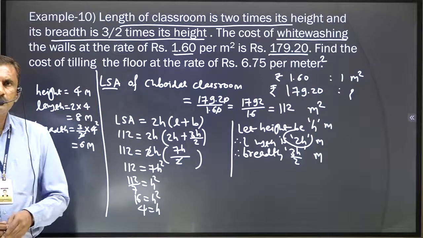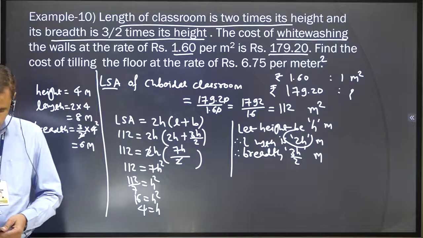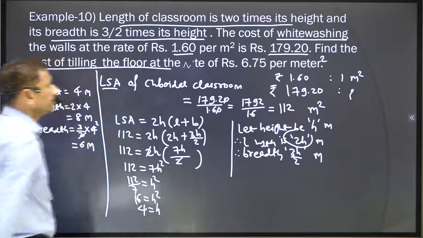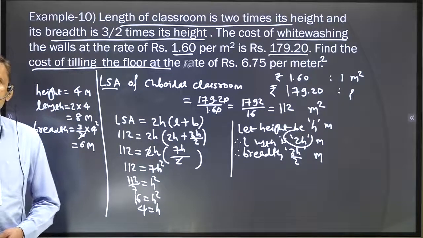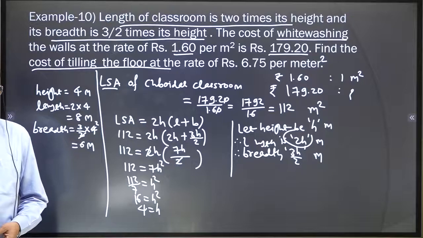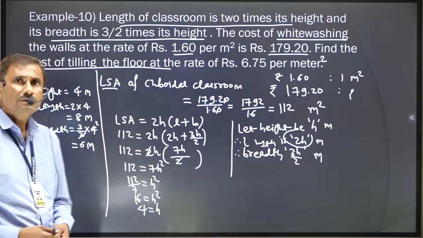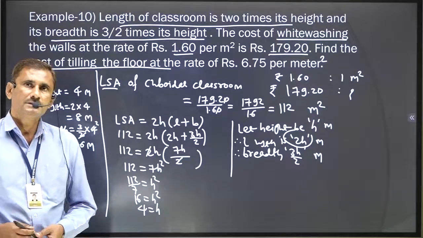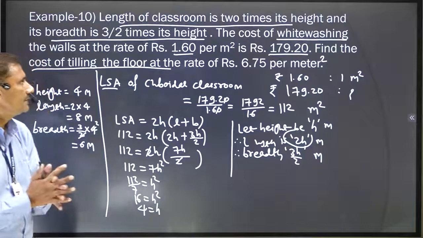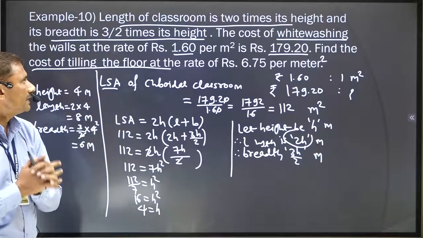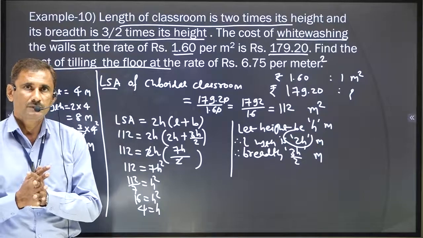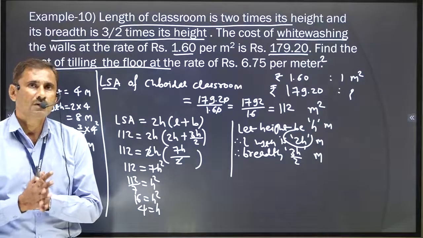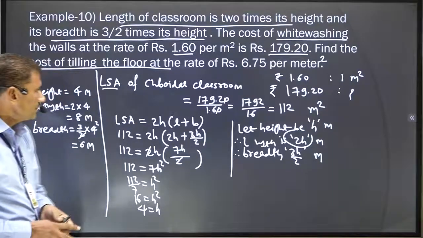Okay, so now you can find anything, but actually what is asked? Cost of tiling the floor. Floor means what? LB. Okay, floor means LB. So only the area of the floor you have to find, and then just multiply it by 6.75. So you will get the required cost for tiling. Okay, because tiling is again an activity or work related to area only. So now you can find area.